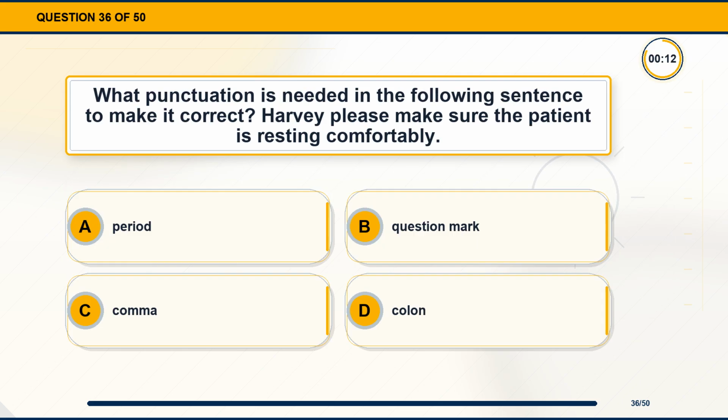Question 36. What punctuation is needed in the following sentence to make it correct? Harvey, please make sure the patient is resting comfortably. Option A, period. Option B, question mark. Option C, comma. Option D, colon.